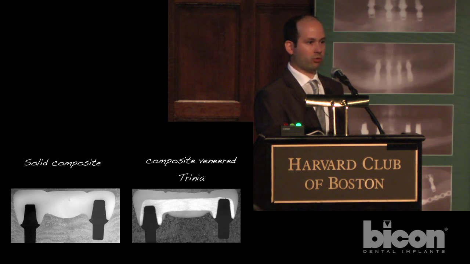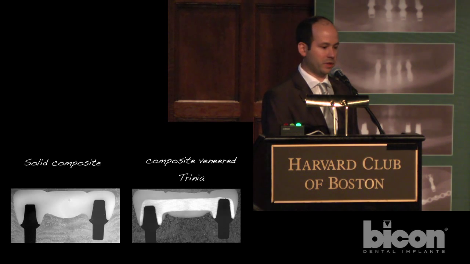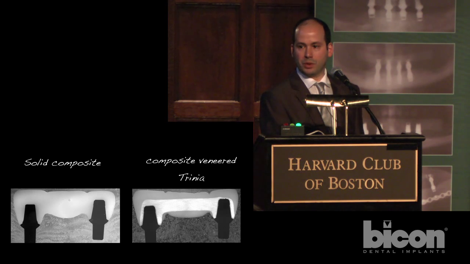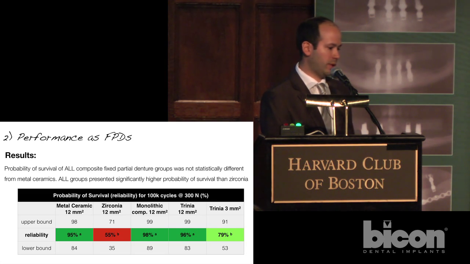And this is a cross-section, so you have an idea what it looked like: the solid composite, and that is the 12 square millimeter bridge. This is what everyone would conventionally use. We know that for all-ceramic materials, the minimum that we can use for zirconia is 9 square millimeters. And let's see how it all behaved.